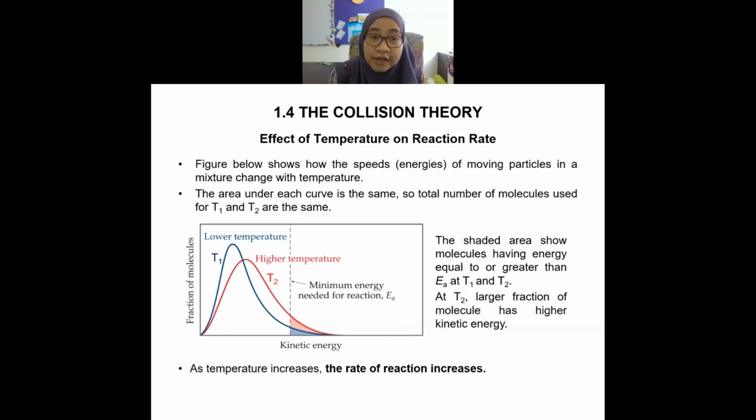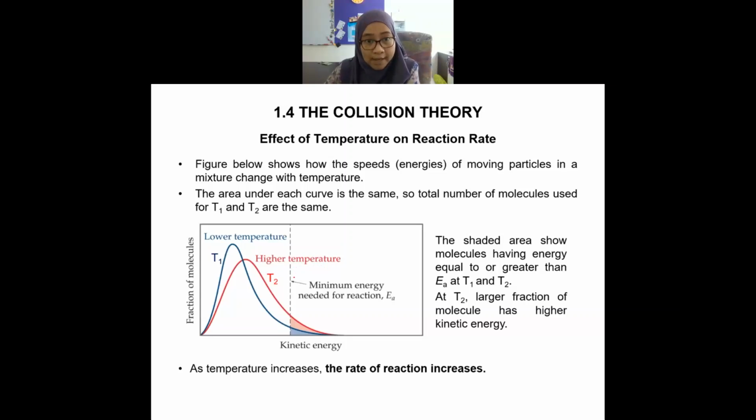This is the one that we used last time to compare at different temperatures. So let's look at the figure. The figure below shows how the speeds, or in terms of energy, of moving particles in a mixture change with temperature. As you can see, we have T1 which is at the lower temperature, and also T2 at the higher temperature.